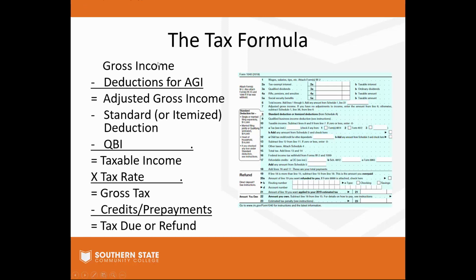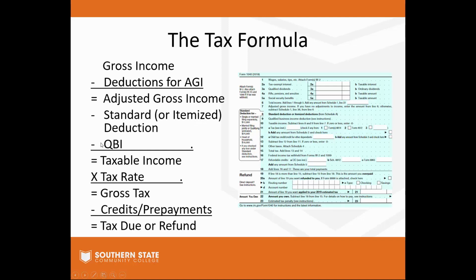We start off with gross income. We subtract out our deductions for adjusted gross income, like I showed you right here at the top. That gives us AGI, or adjusted gross income. We subtract out either a standard deduction or the itemized deduction on Schedule A.